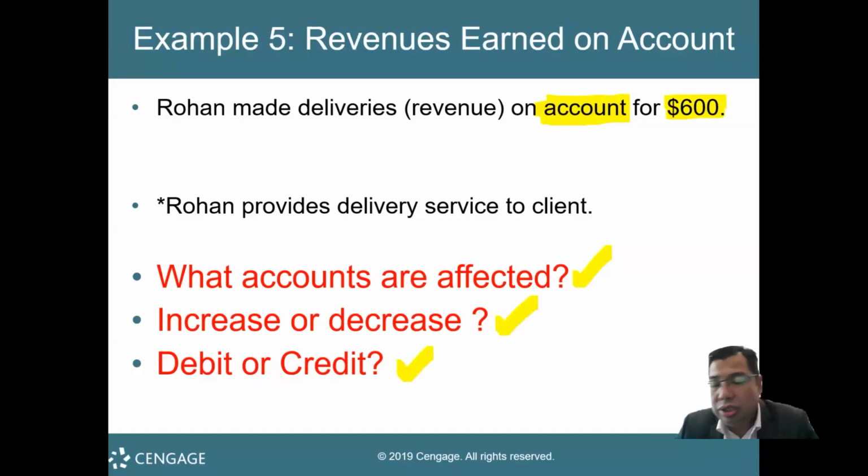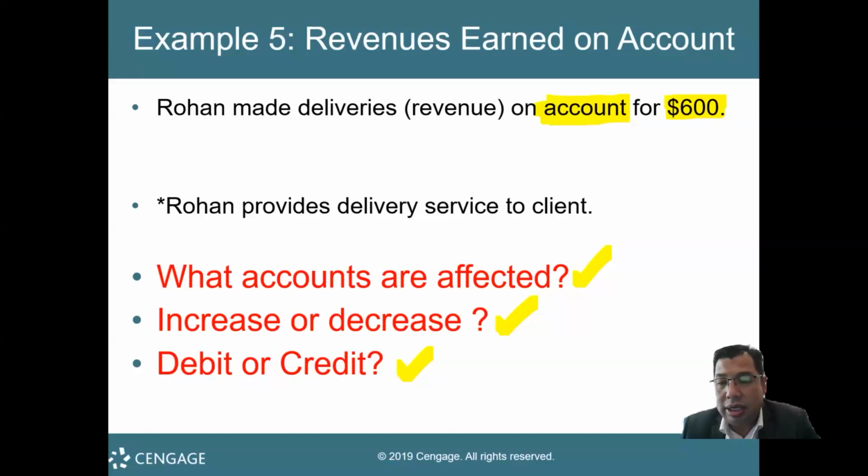What happened? Your revenue increases. How about cash? No effect on cash because you don't receive the cash yet. But you have another type of account, I call it accounts receivable. That is the amount of money you are going to receive from your client. You don't get the money yet, but you're going to receive it soon. So accounts receivable is an asset.